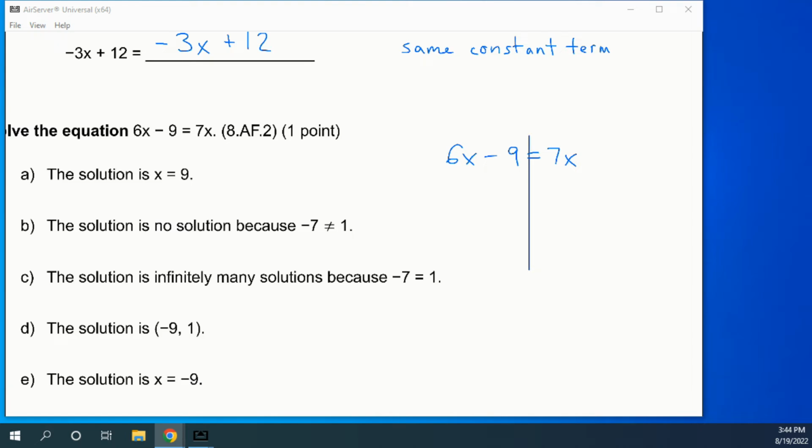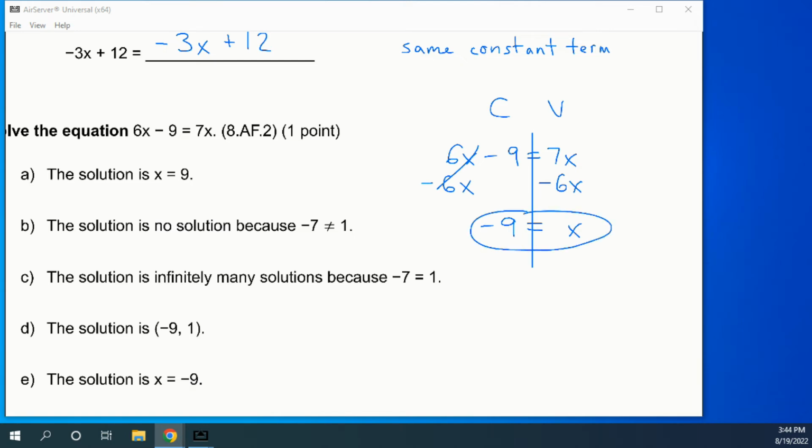There's no combining like terms on the same side. So we need to get our variables on one side. This would be my constant side because that negative 9 is a constant. So I'm going to leave that negative 9 there, but I'm going to subtract 6x. When you take 7x minus 6x, you get 1x or just x.